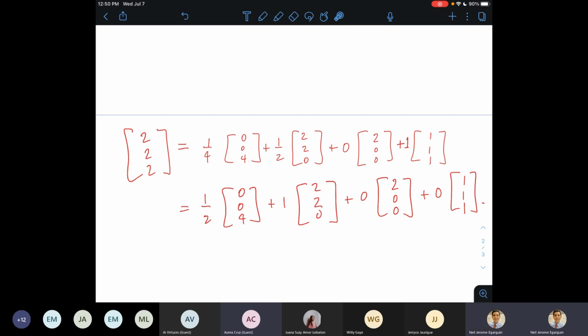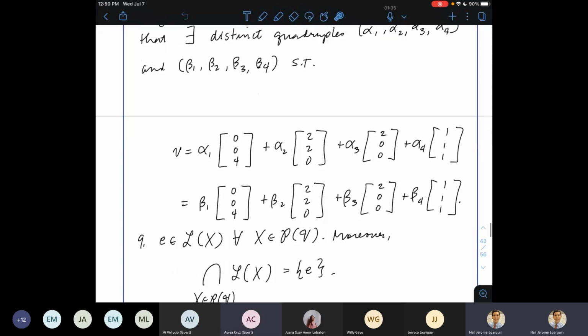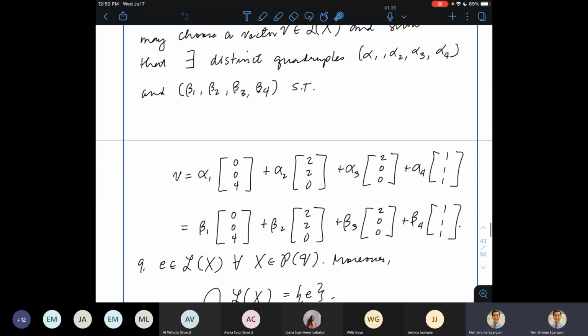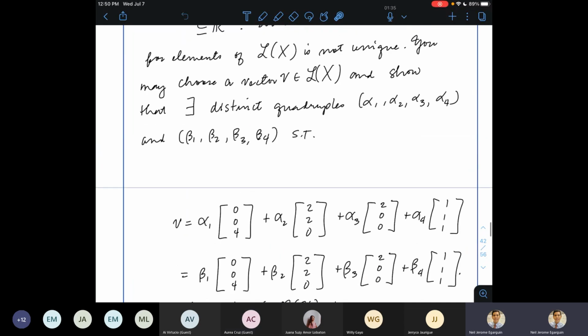Though, if you're trying to prove the existence of something, you can just give one specific example. Okay, so one example is fine, sir. Let me just try to reread it. It says: show that the representation for elements of Lx is not unique. You may choose a vector v and show that there exist quadruples. But the way the question was phrased, maybe Ma'am Ao is correct here.